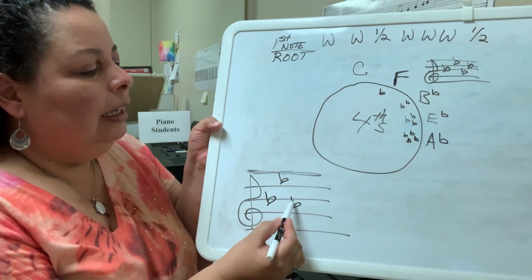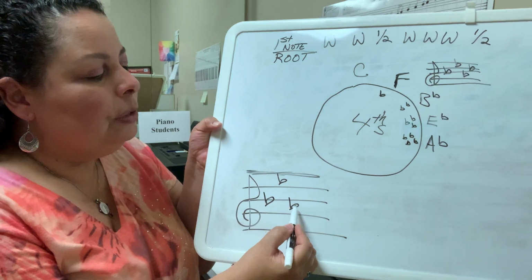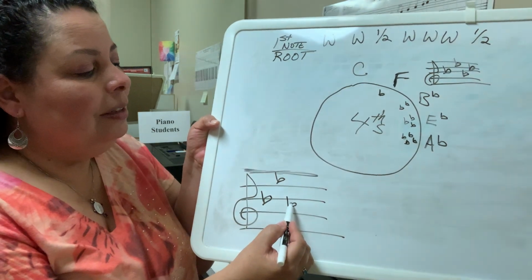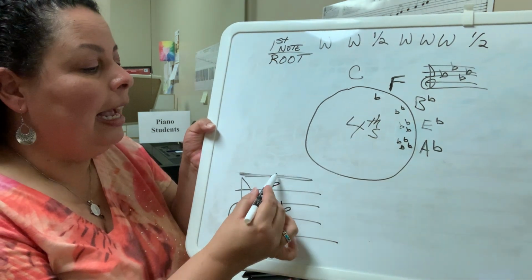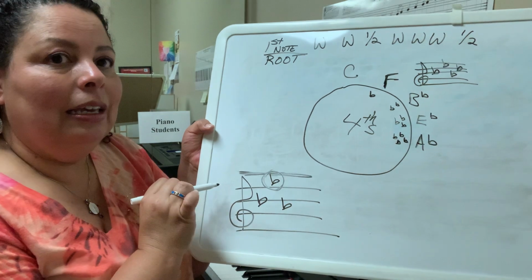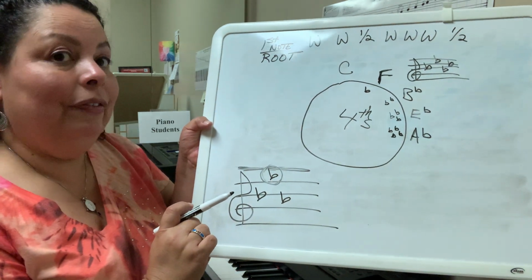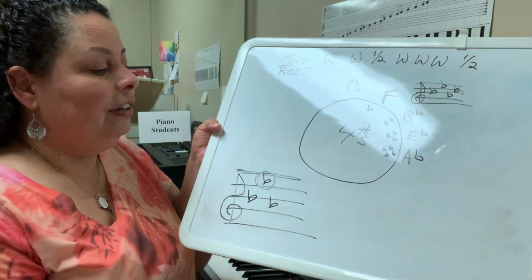So to figure it out, you just go back 1. This is the last flat of the set. So just go back to the flat before it, and that's actually the key that these 3 flats represent. E flat. All right. So that's kind of how you figure out a flat key.